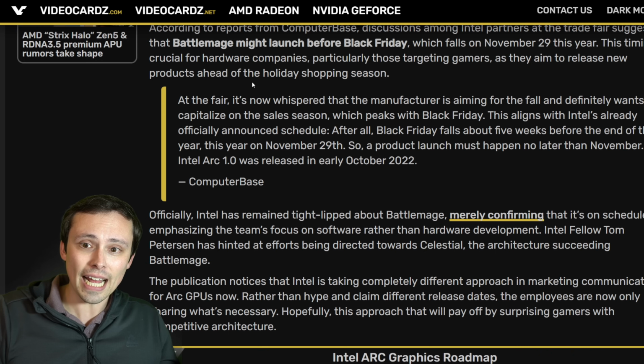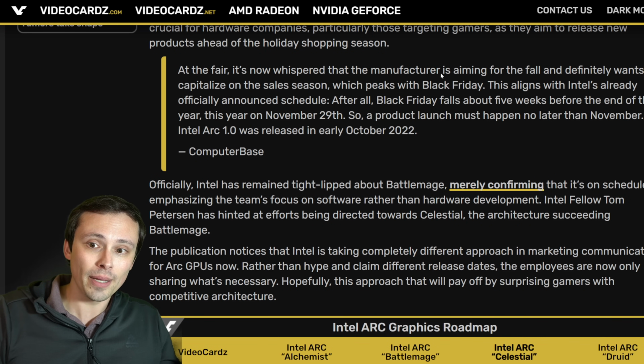So they're saying that at the fair, it's now whispered that the manufacturer is aiming for the fall, and definitely wants to capitalize on the sales season, which peaks with Black Friday. This aligns with Intel's already officially announced schedule. After all, Black Friday falls about 5 weeks before the end of the year, this year on November 29th. So product launch must happen no later than November.